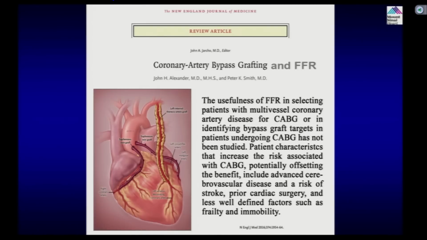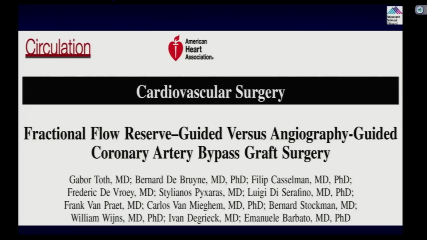So therefore, the bypass surgery and FFR, there is an editorial couple of years ago in the NEJM that usefulness of the FFR in selecting patients with multi-vessel CAD or CABG or in identifying bypass graft targets in patients undergoing CABG has not been studied. Because it's a very complex issue. So therefore, this field is evolving with the data.